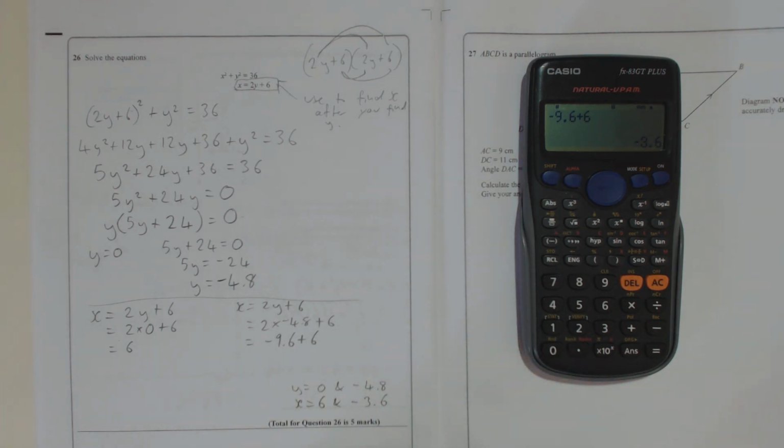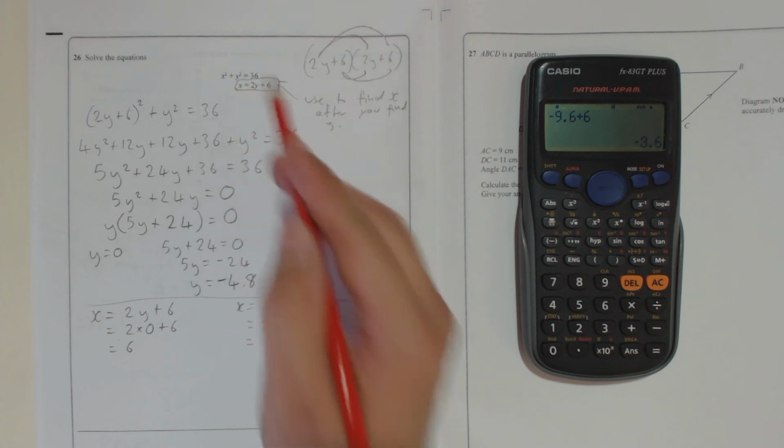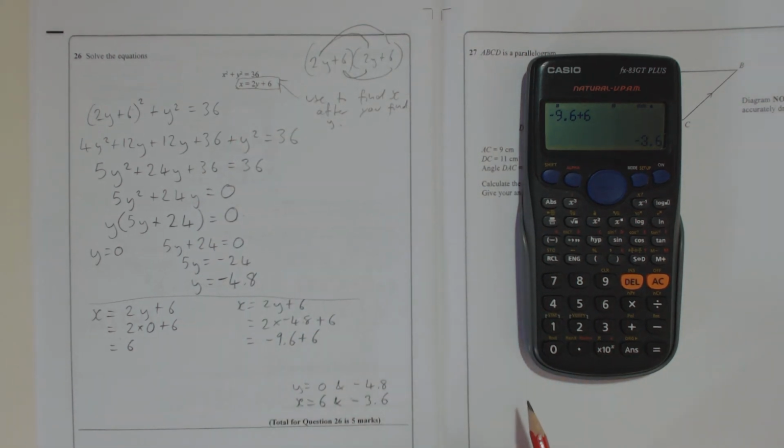So there we have our two values of y and two values of x. There are two values for each because you've got these squares in, which means you end up with quadratic equations, and quadratic equations usually have two values of x and y.